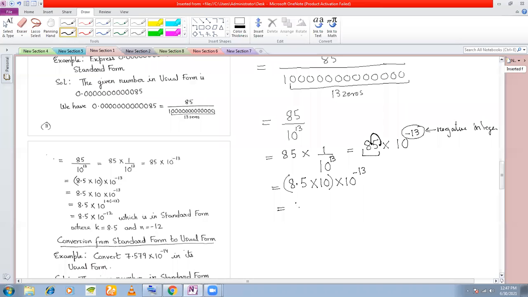So now this becomes 8.5 into 10 to the power of 1 into 10 to the power of minus 13. Now these two bases are the same, so you can add the exponents: 8.5 into 10 to the power of 1 plus minus 13. You can add the exponents, or simply write 1 minus 13, which is equal to 8.5 into 10 to the power of minus 12. And now this is in standard form.